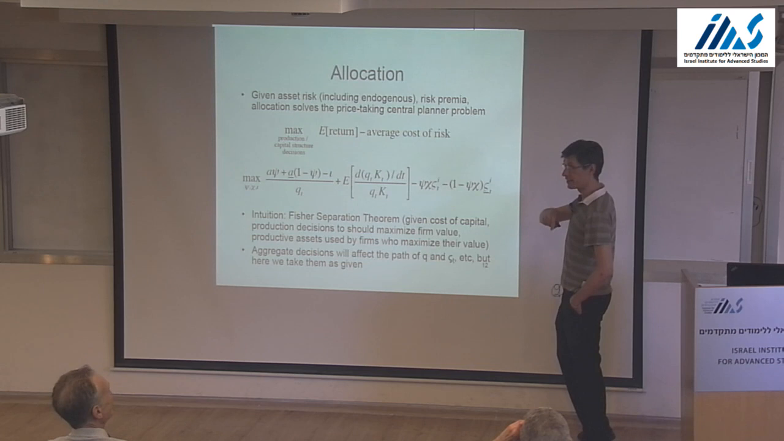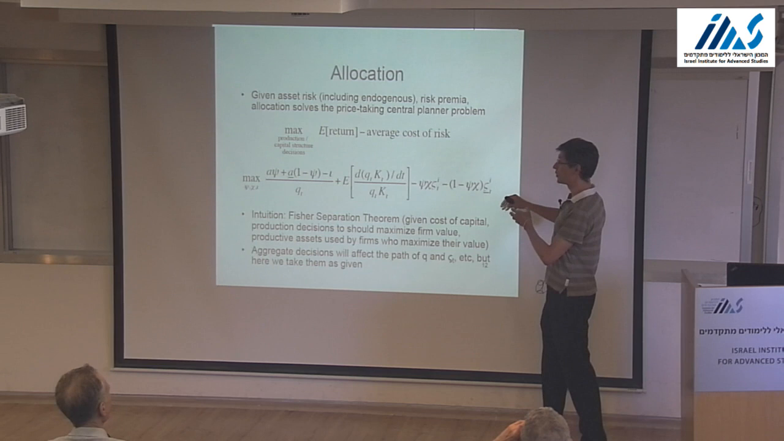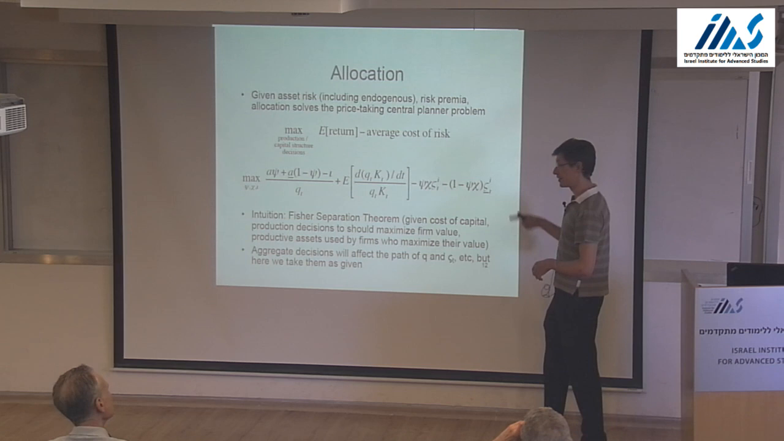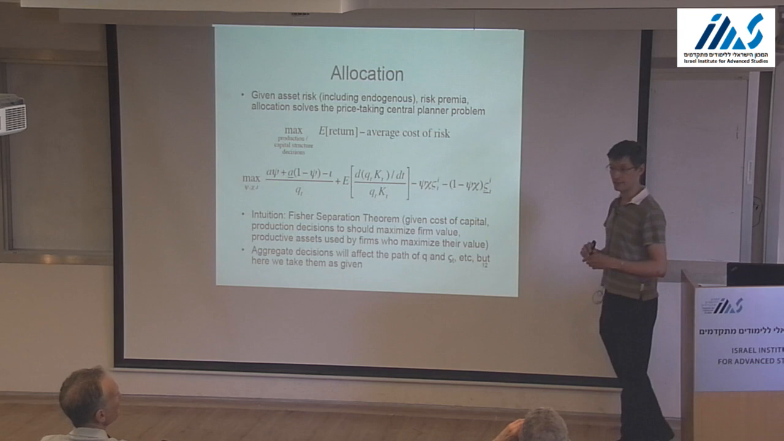Exactly. Except that these joint decisions are going to affect how the wealth distribution is going to evolve, and that's going to affect endogenous risk, and so there is going to be this extra loop which can make the equilibrium inefficient.